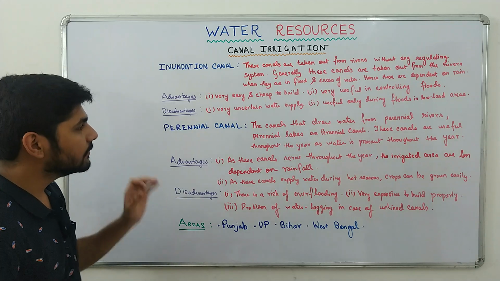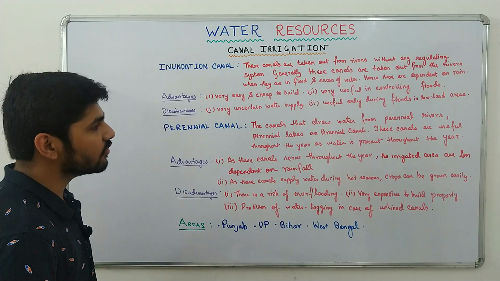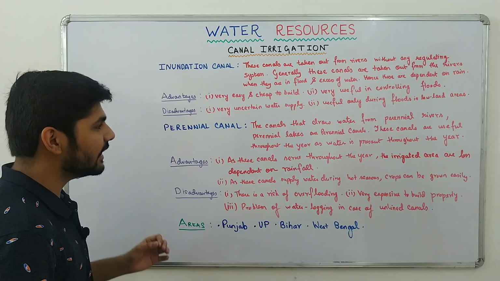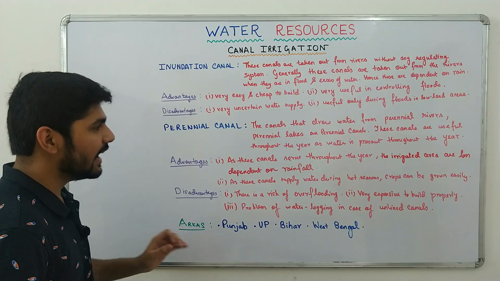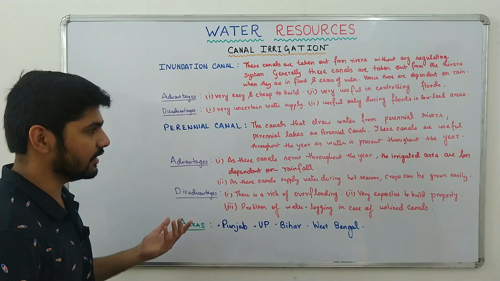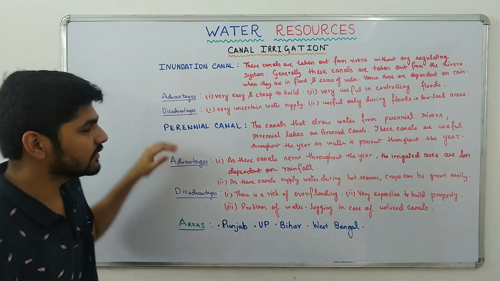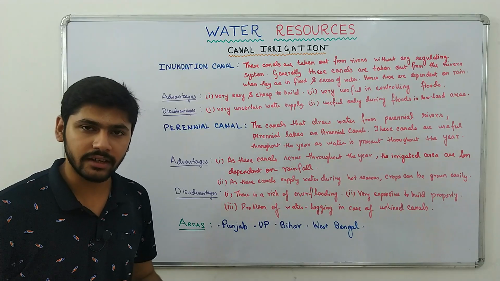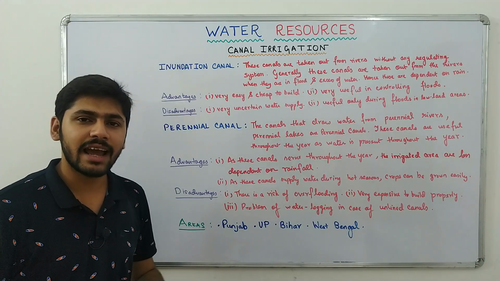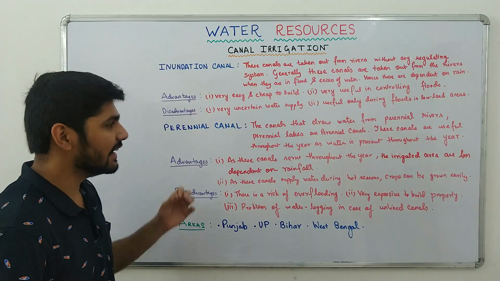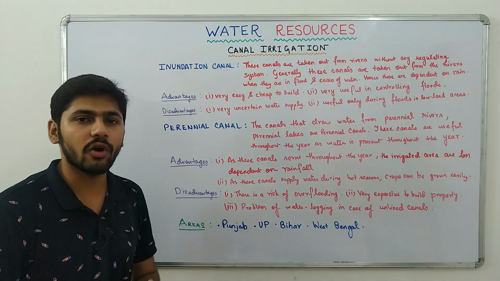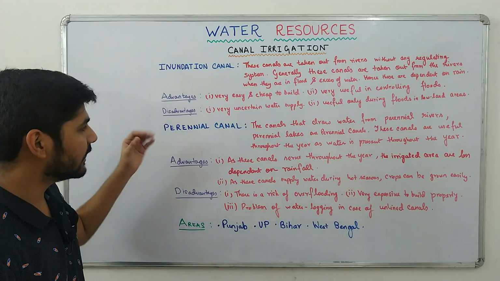Perennial canal. These canals that draw water from perennial rivers and perennial lakes are perennial canals. These canals are useful throughout the year as water is present throughout the year. Why? Because perennial canals take water from perennial rivers and perennial lakes. So water is present all throughout the year. So this is perennial canal.